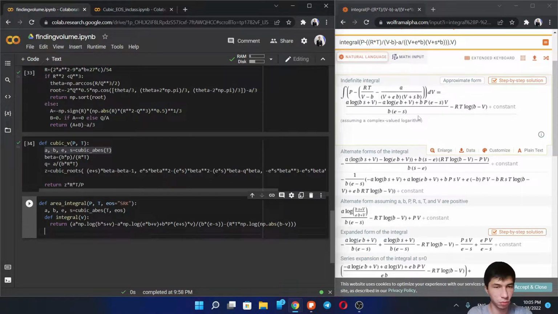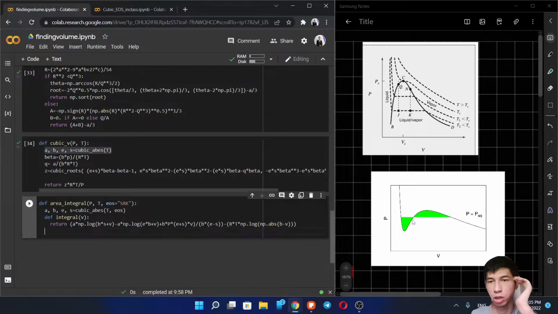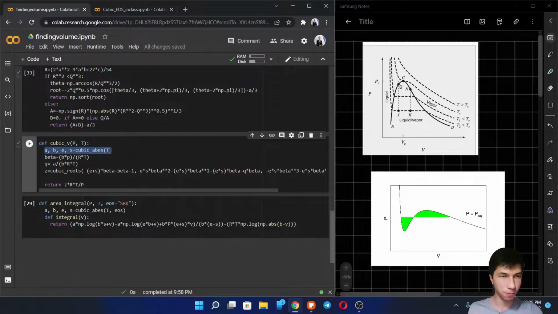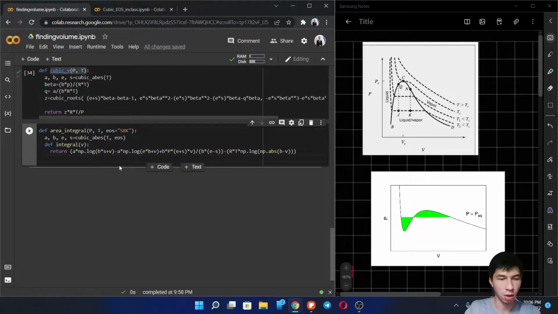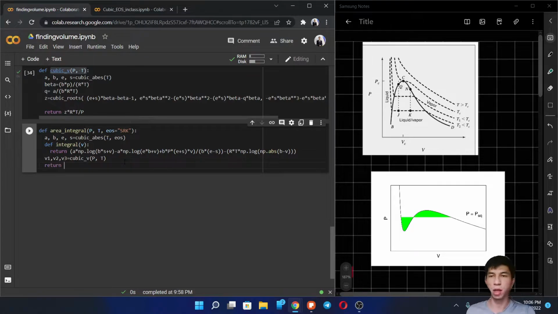And inside of the original function for the integral, if we take a look at our Maxwell construction, we have 3 bounds for our integral, right? So the limits of the integral are going to be v1, v2, and v3 from the cubic volumes of the cubic equation of state. We already have a function that will calculate the cubic equation of state, so let's get it and unpack it here. So we're gonna have v1, v2, v3 equals this one. And our function has to return the areas.